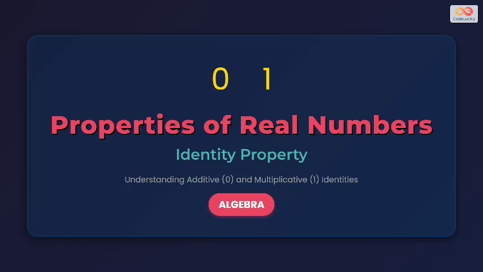Welcome to our Algebra series. Today, we are exploring one of the most fundamental concepts in mathematics, the identity property. Specifically, we will look at the additive identity, which involves 0, and the multiplicative identity, which involves the number 1. Let's dive in.